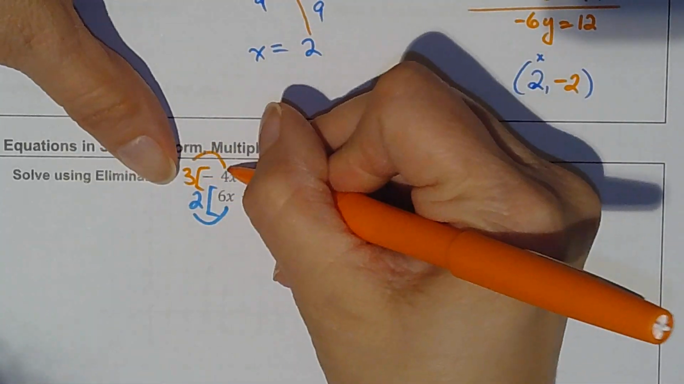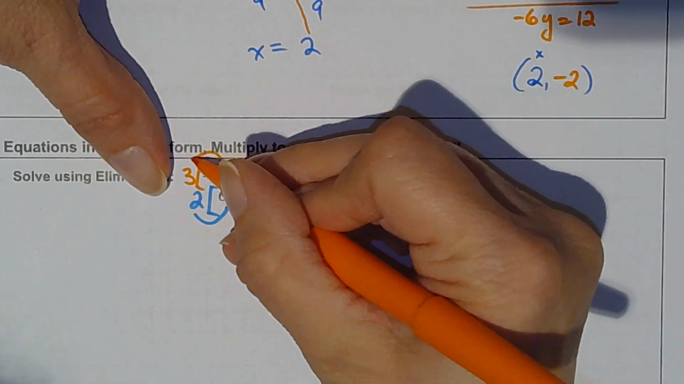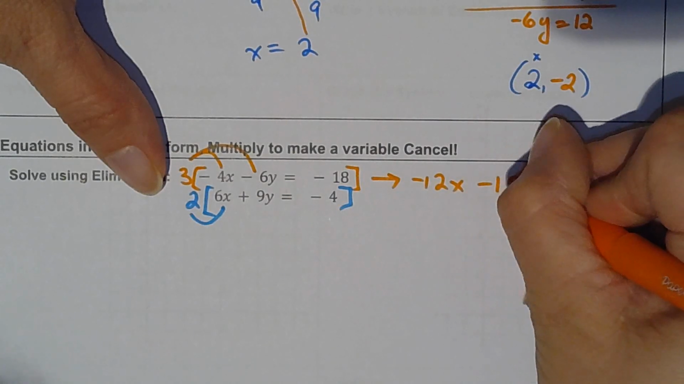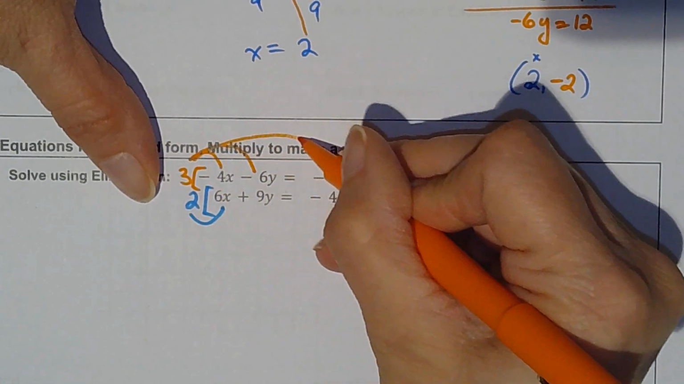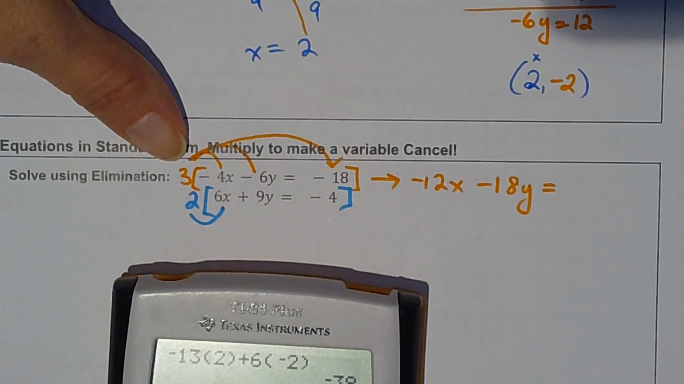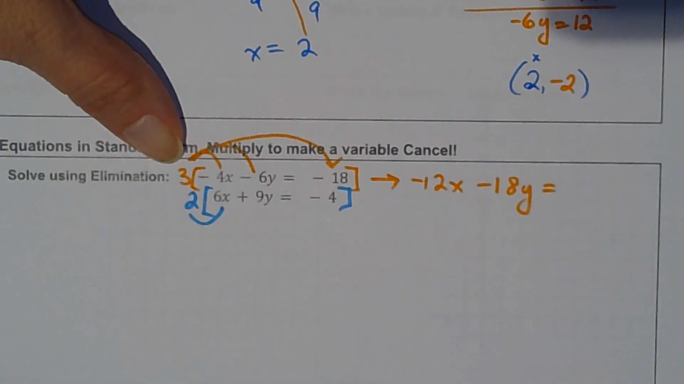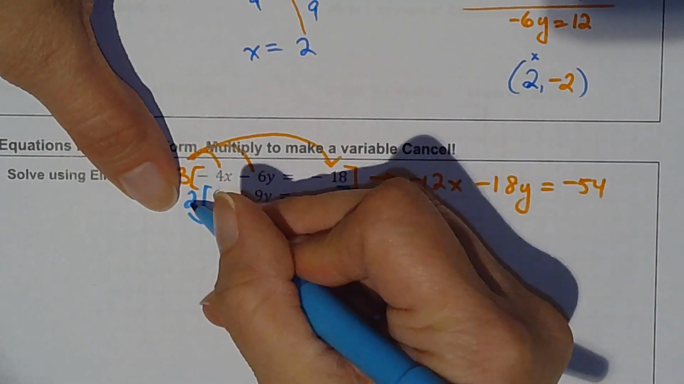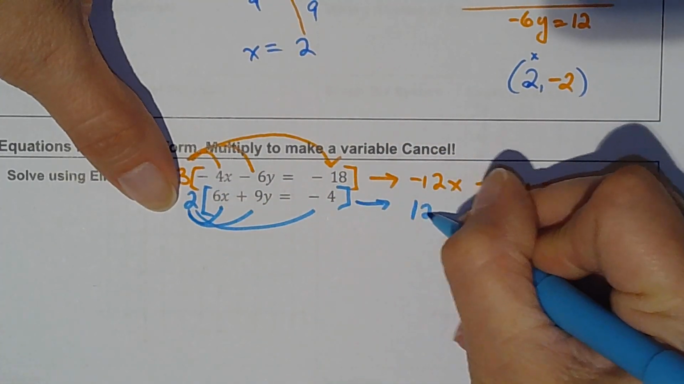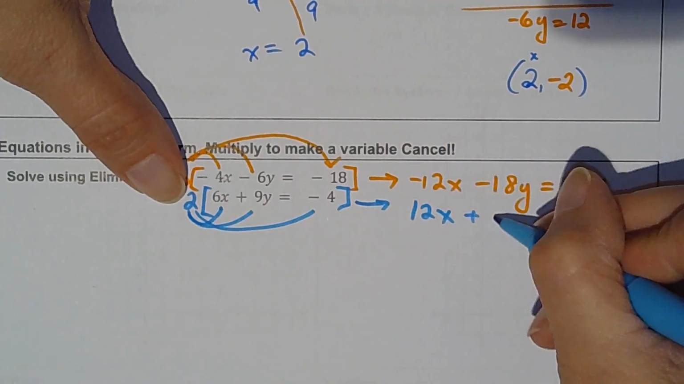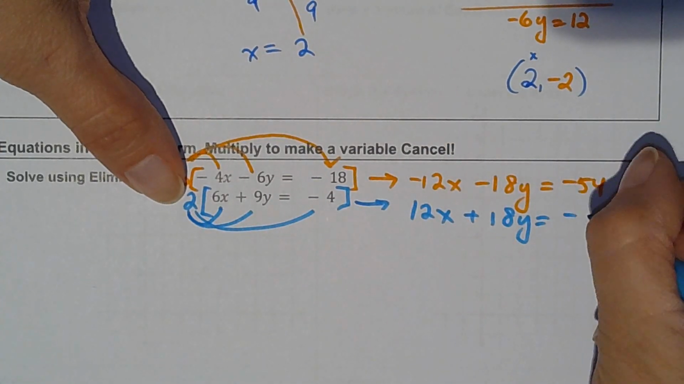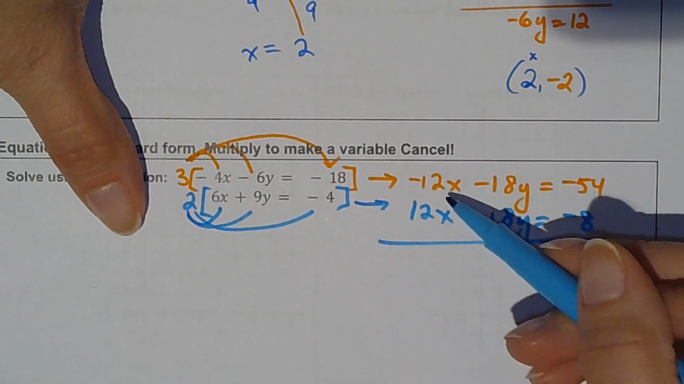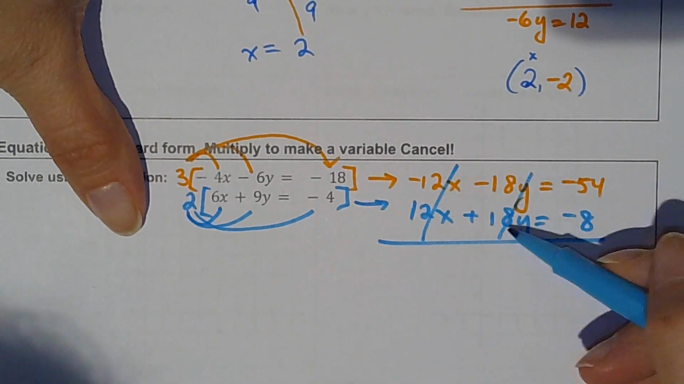So for the top equation, negative 12x minus 18y. Don't forget to do this one. What is 3 times negative 18 make? Negative 54. For the bottom equation, let's multiply everybody by 2. 12x plus 18y equals negative 8. All right, the x's cancel, the y's cancel.